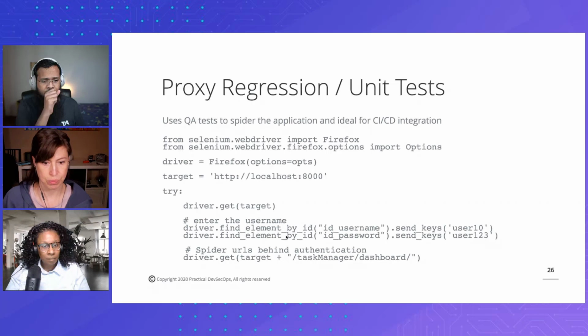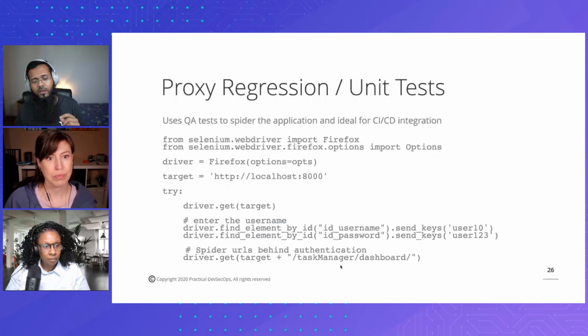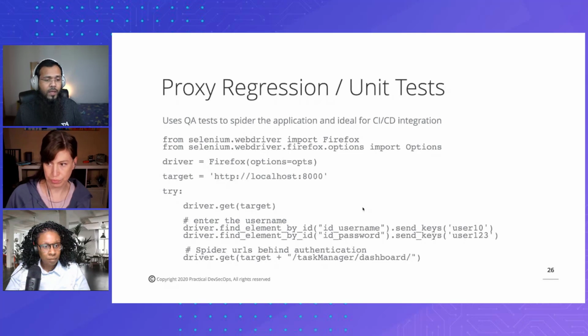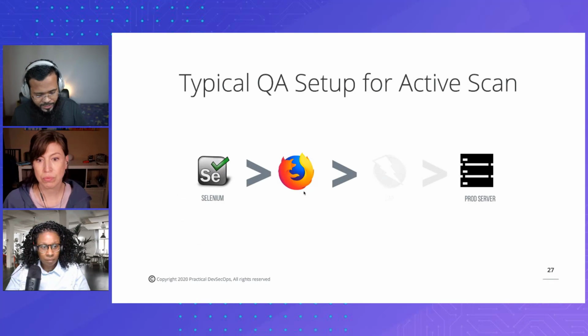Now, this is an example of a typical QA scan or QA test, which QA teams might be doing. Because you can see here, they are literally just saying, hey, get me a user ID, get me a password, send the keys user10 and password as user123, and then go to the dashboard. Once you're logged in, go to the dashboard. So that's what they are doing. They are using Selenium.